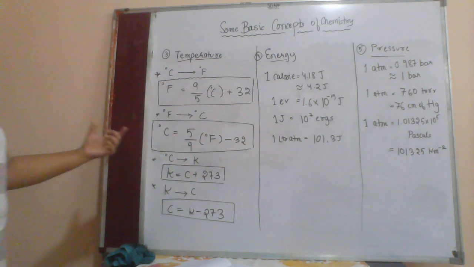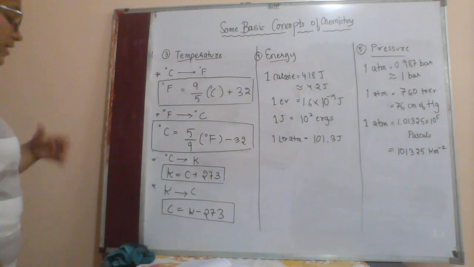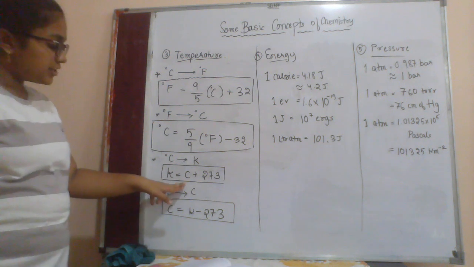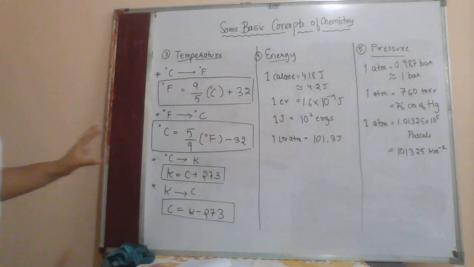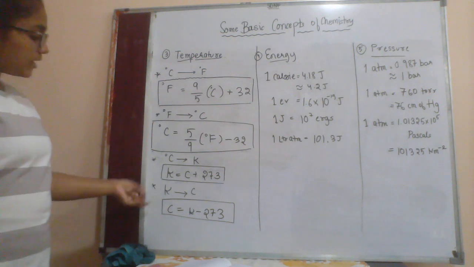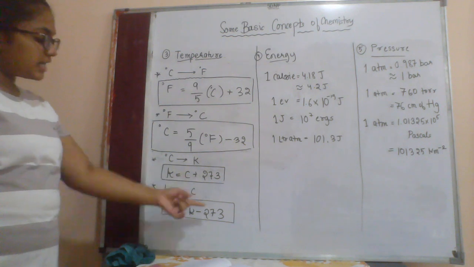Now, coming to degrees Celsius to Kelvin. Kelvin is equal to Celsius plus 273. Similarly, Kelvin to Celsius.